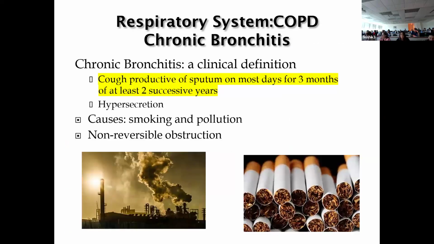Chronic bronchitis is more like your blue bloaters, your heavier set guy, kind of Pickwickian, barrel chested. Productive cough with sputum, 3 days, 3 months, 2 years, hypersecretion. Smoking and pollution were the cause of this. This is non-reversible obstruction.